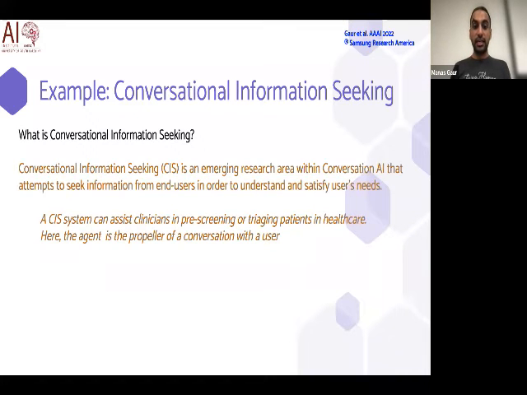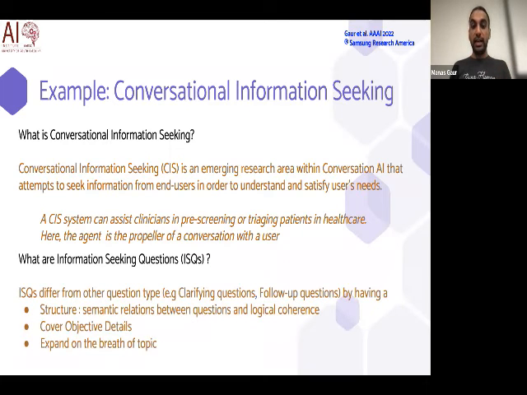So conversational information seeking is an emerging area within conversational AI, but essentially where we want to do an interesting application of CIS is that here the agent is the propeller of a conversation with a user. So rather than the user being the driving force of a conversation, here we want the agent to be the driving force of the conversations after the user has initiated his interaction with a query.